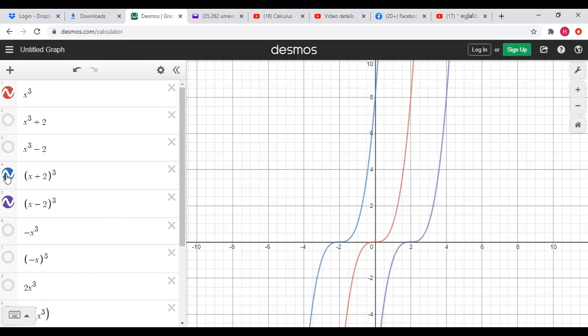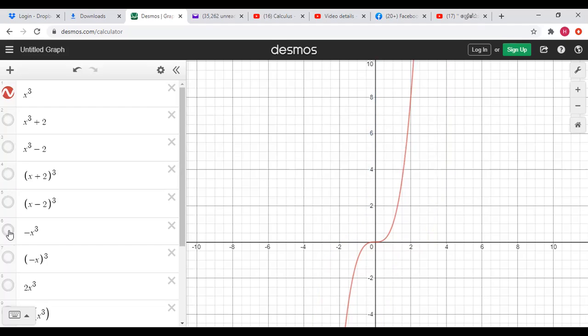Now, you may play with this Desmos online calculator. It gives you a good idea. Also, if you do at least a few graphs by hand, substituting a few x values and calculating the corresponding y value, it will give you a good idea about these transformations. I'm going to take this off.